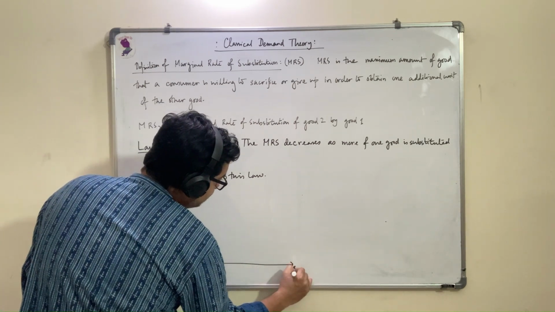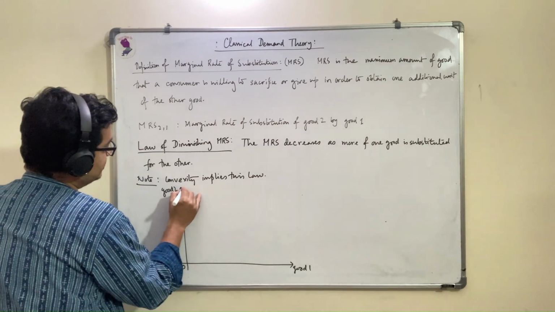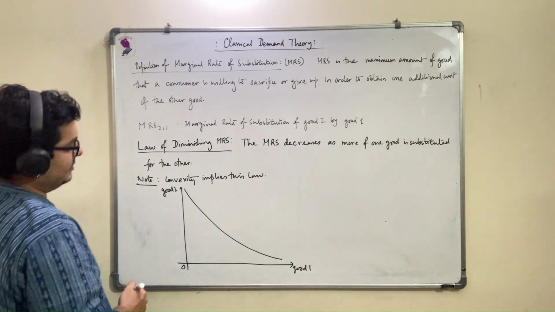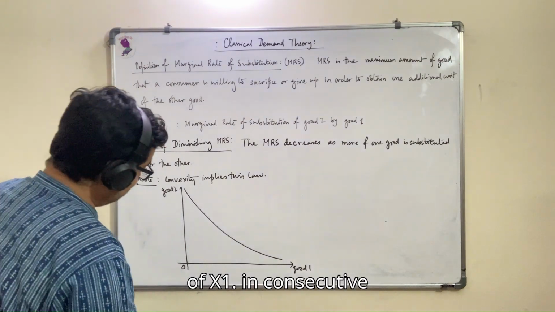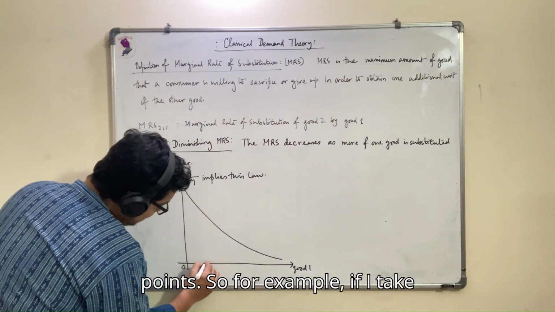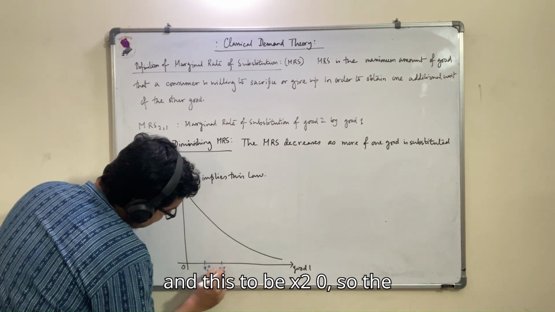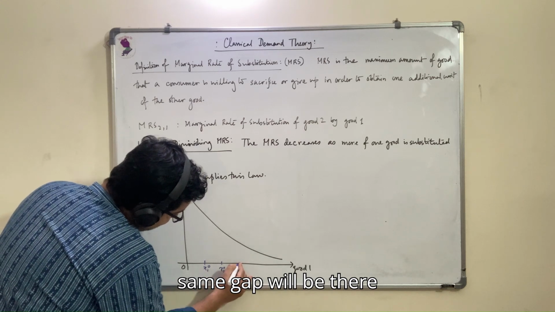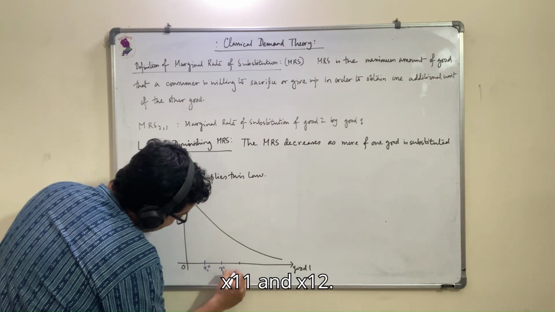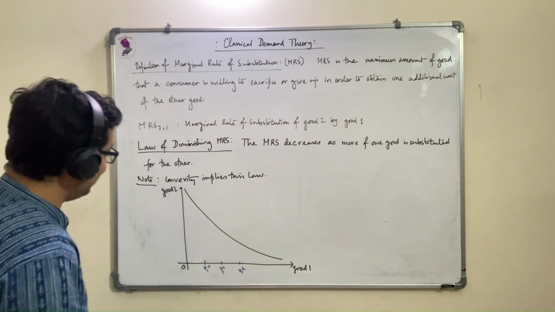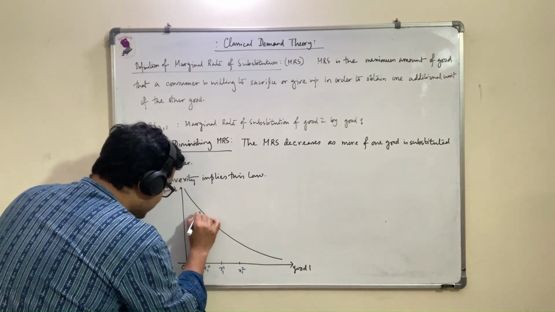Now, in this diagram, one thing is very important to remember, that we take the same amount of x1 in consecutive points. So for example, if I take this to be x1 naught and this to be x2 naught, so the same gap will be there approximately, obviously, between x11 and x12. Okay, so now you can realize that the law is actually being followed.